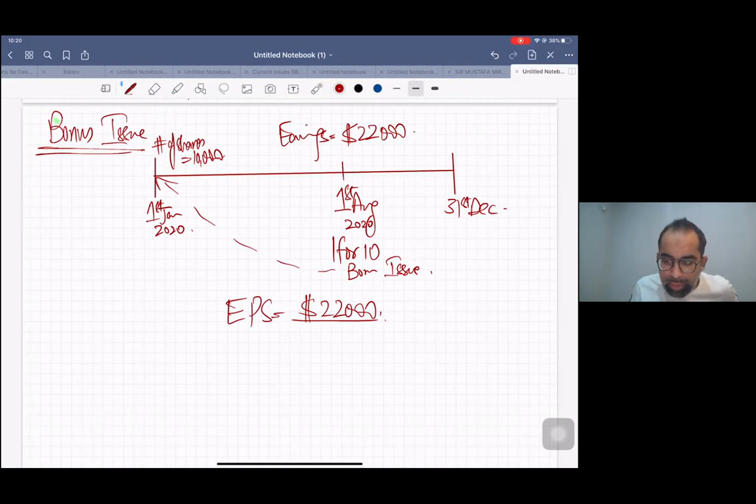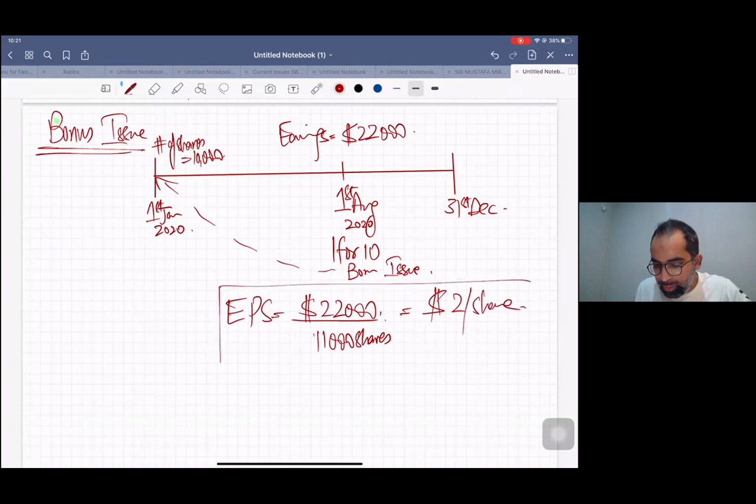Okay. So how do we do it? 10,000 are the beginning shares. And this is 1 for 10. 1 for 10 means 1 upon 10 into 100, which is 10%. So that means you are issuing new 10% shares. So 10,000 increased by 10% is 11,000 shares. So in the denominator, we'll write 11,000. Let's write one easy line. Bonus.